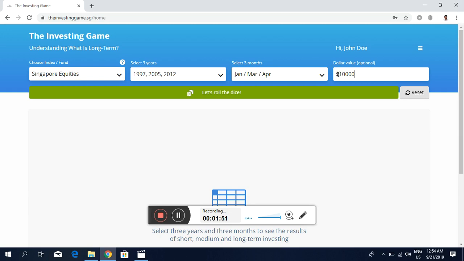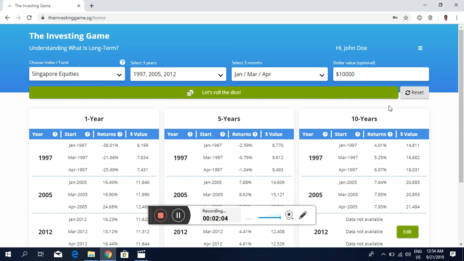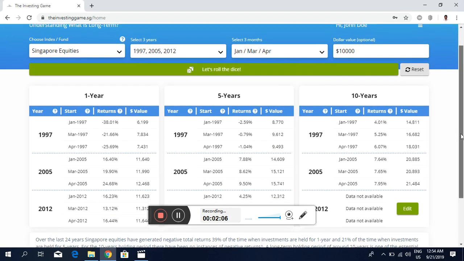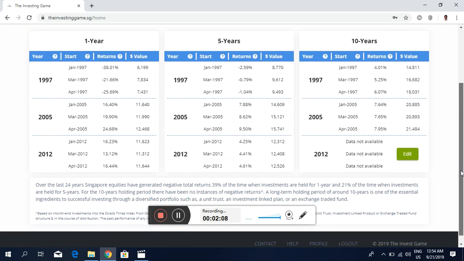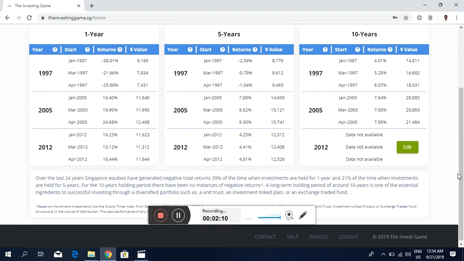When all inputs required are entered, the Let's Roll the Dice bar turns green, indicating the game is ready to play. On pressing the Let's Roll the Dice button, the investing game shows the actual total returns in Singapore dollars, which would have been generated if the client had invested in the underlying indices at the selected starting dates and held the investment for a 1-year period, 5-year period, or 10-year period.